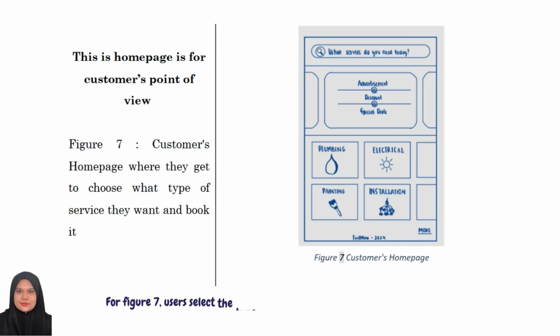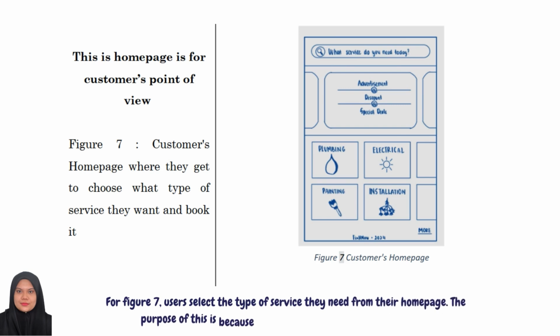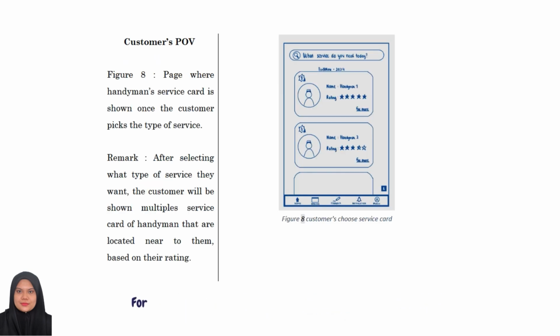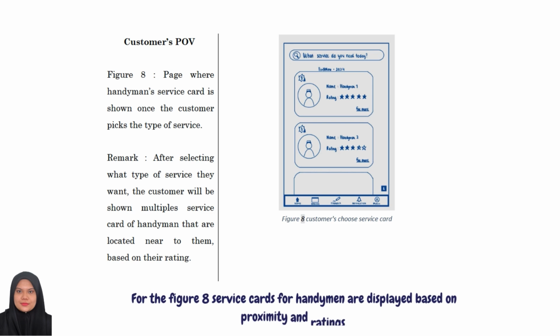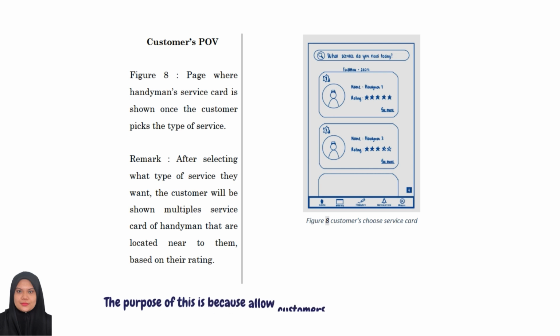For figure 7, users select the type of service they need from the homepage. The purpose of this is to help users navigate service categories. For figure 8, service cards for handyman are displayed based on proximity and rating. The purpose of this is to allow customers to make informed decisions.